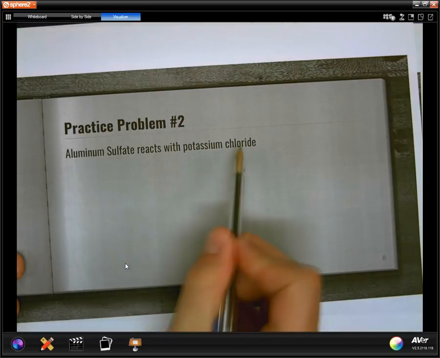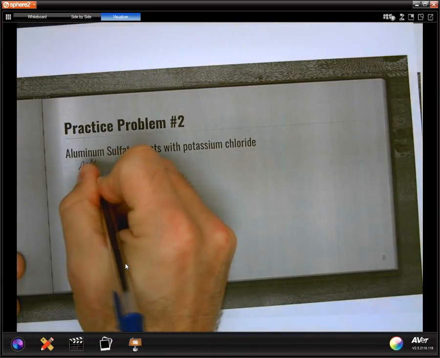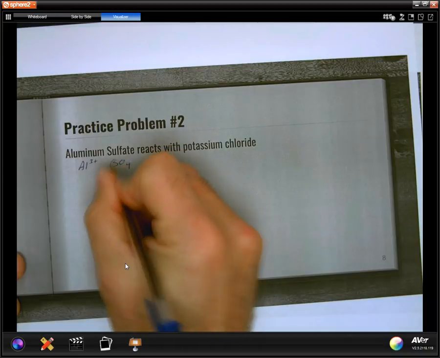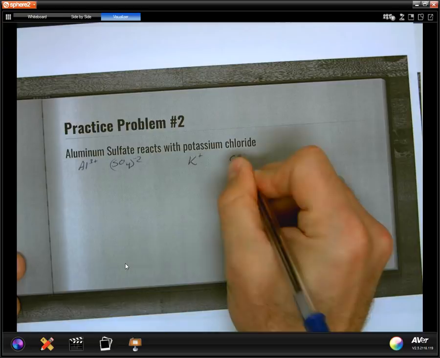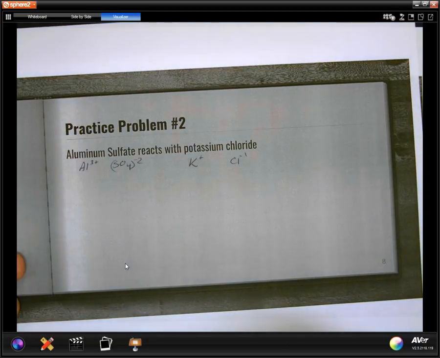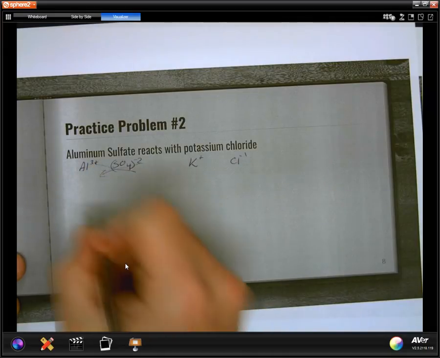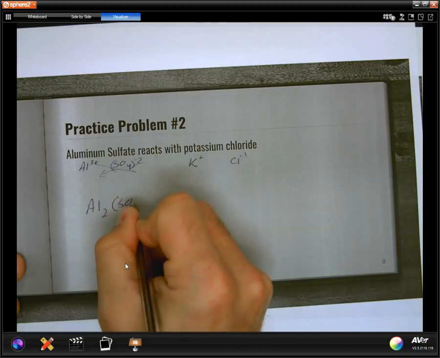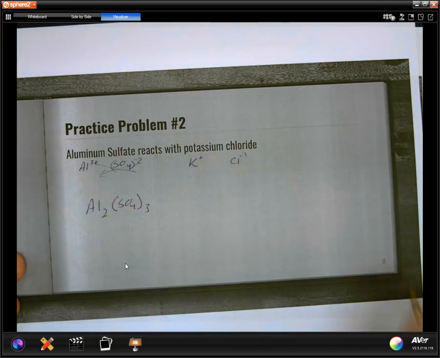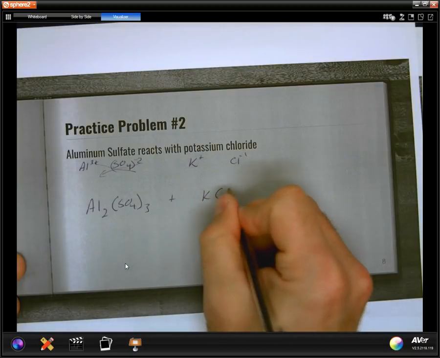So the first thing we want to do is we want to start to write this out. We have aluminum sulfate. So again, we want to make sure we can write this out correctly. So what I am doing is I'm just writing down the ions. So now I can correctly start my chemical equation. So again, I'm going to cross my numbers, and I'm going to see that Al2(SO4)3 is the correct way to write aluminum sulfate. And then potassium chloride is just KCl.